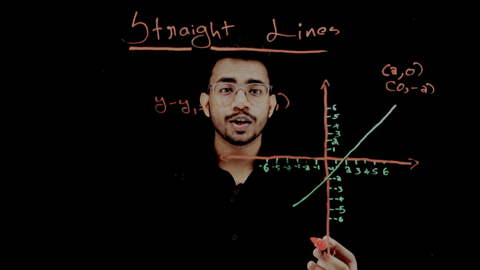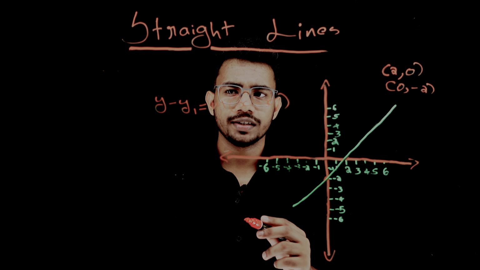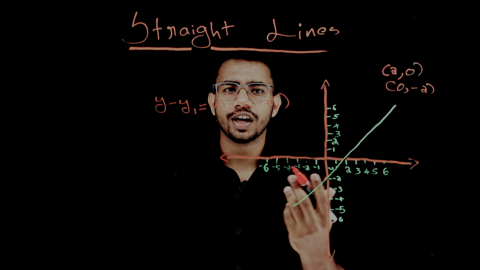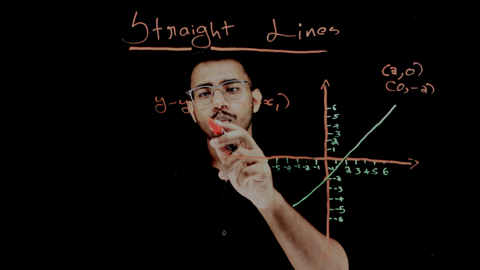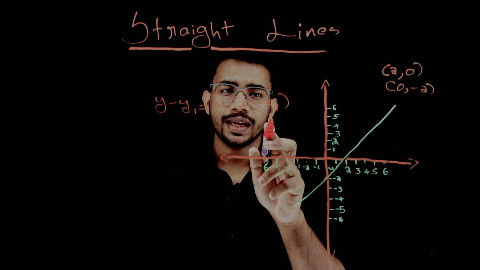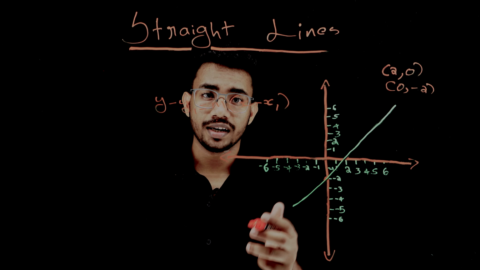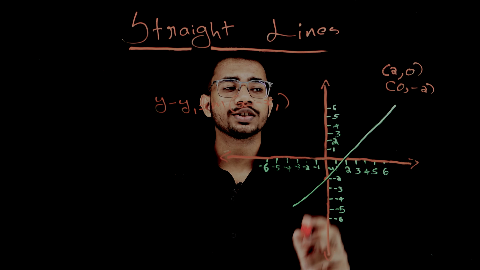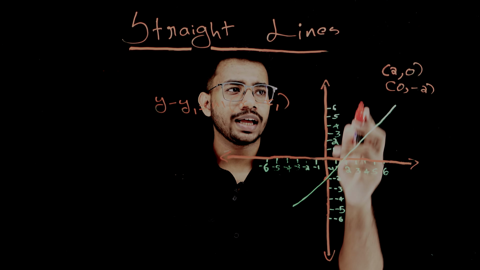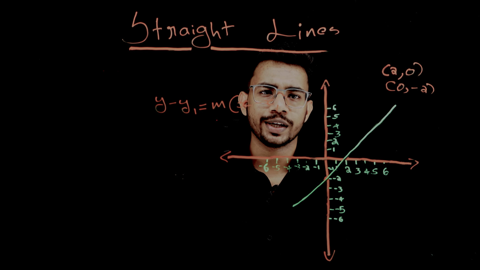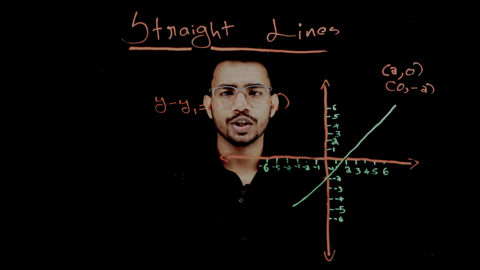Now let's find the equation of this line. For y and x, I don't have to do anything about it. That is a general term. Now y1 and x1 are nothing but a point on this line, and I'm already having 2 points on the line, 2, 0 and 0, -2. I can choose either of them, or any one of them. It doesn't matter. I can choose 2, 0 or 0, -2. It's not going to affect my final equation.